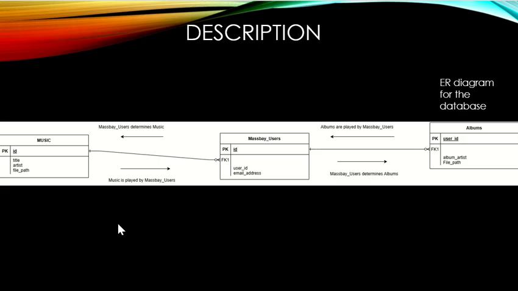For my database, I used 3 tables: music, MassBay users, and albums. Music has the ID as its primary key, so does MassBay users. Albums uses user ID as its primary key, which is an attribute from MassBay users.